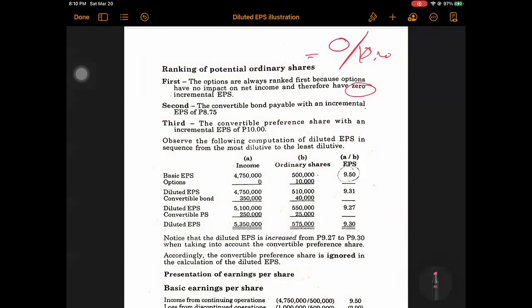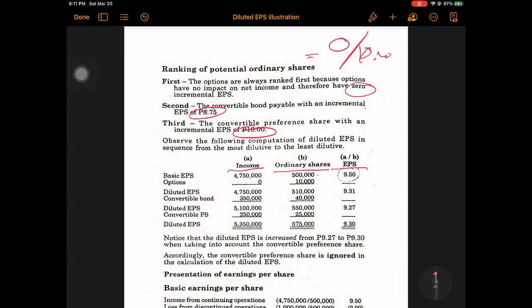Second is the convertible bond with 8.75 incremental earnings per share, and third is the convertible preference share, 10 pesos. Okay, observe the following computation of diluted earnings per share in sequence from the most dilutive to the least dilutive. So ani siya ang purpose sa ranking. Tanaw ninyo, you have your income, you have the ordinary share, and you have the earnings per share.